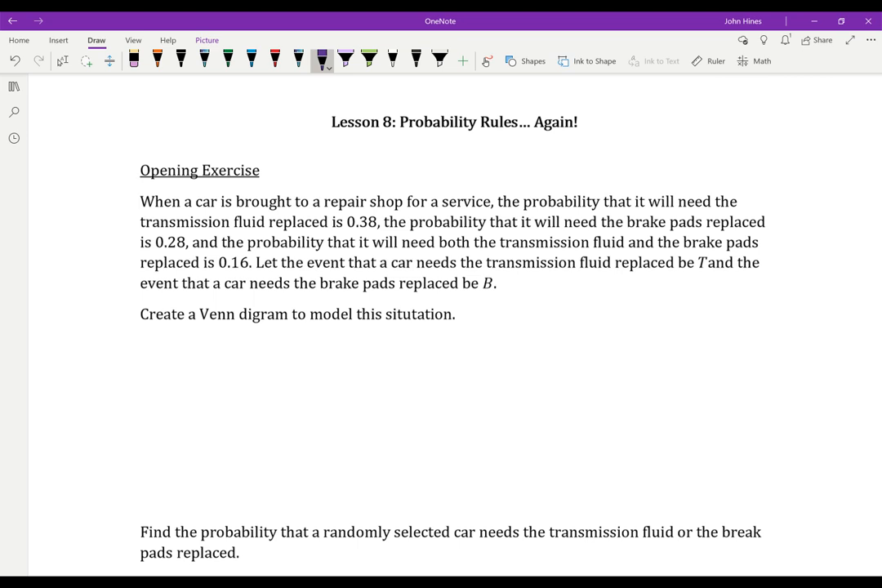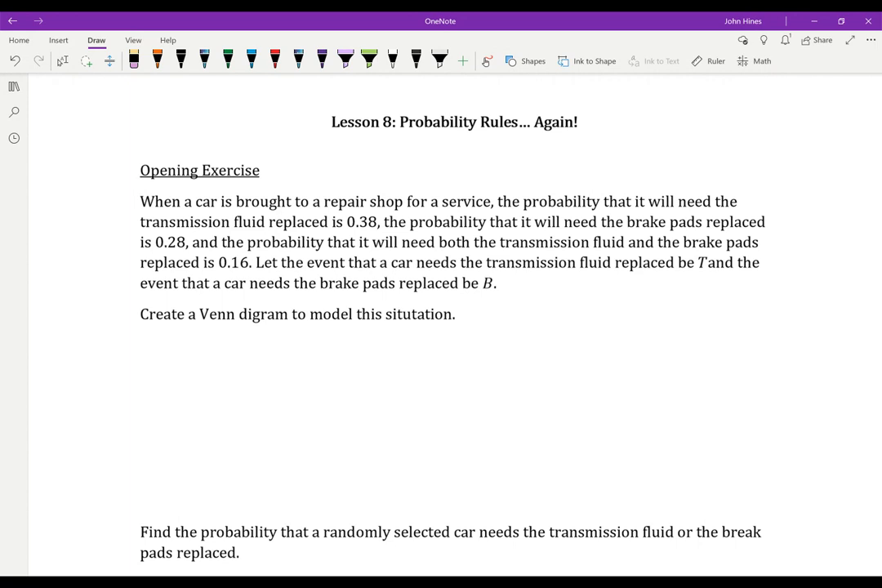Hi, everybody. In this lesson, we do our last probability experience. This is the last lesson in which we play around with probability, and we'll move on to our last unit on statistics after this lesson. So here we go.